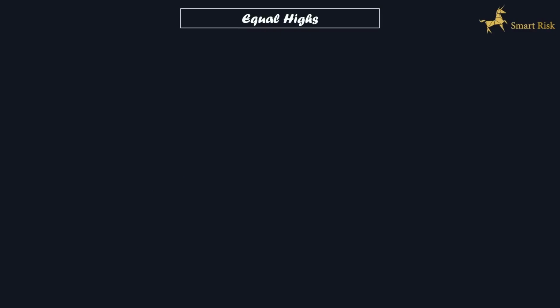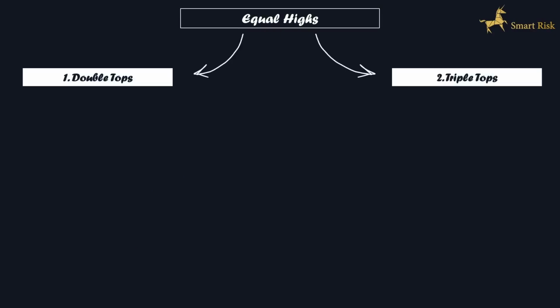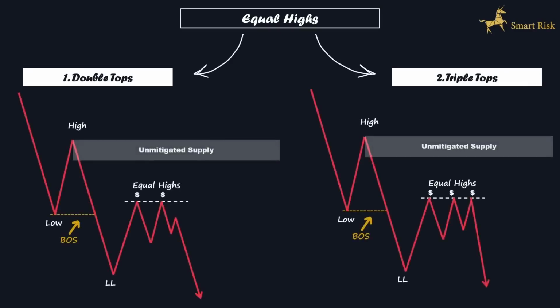As previously discussed, equal highs fall into 2 categories: double tops and triple tops. If we take a look at this double top pattern on the left side, it's clear that the bears are in control. After breaking the recent structure to the downside, the price rallied back up and formed 2 equal highs near the unmitigated supply zone associated with the BOS's wave. The existence of these equal highs created a substantial liquidity pool above them, consisting of the stop losses of retail traders who had entered the market by taking short positions after identifying the double top pattern.